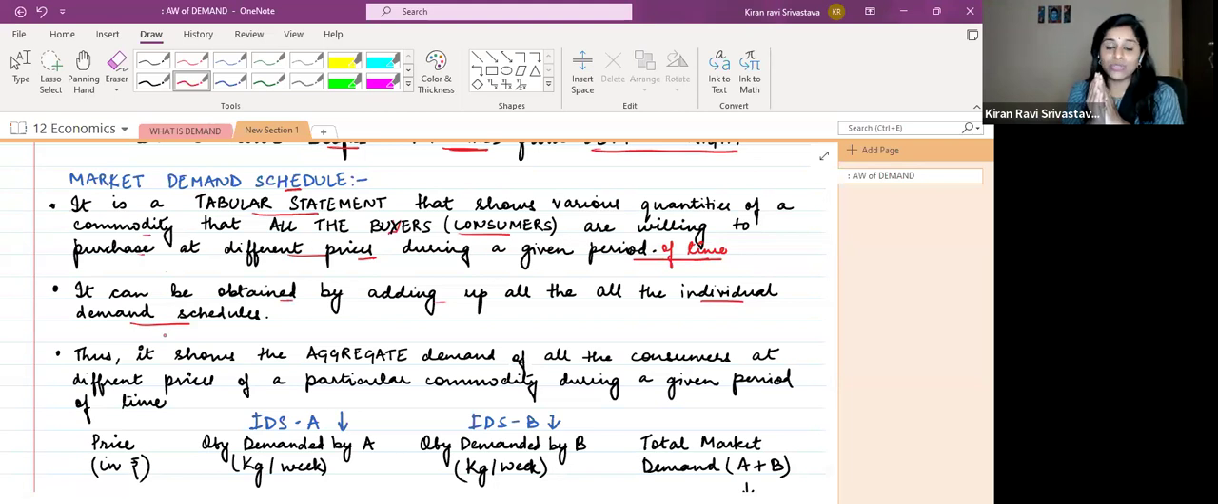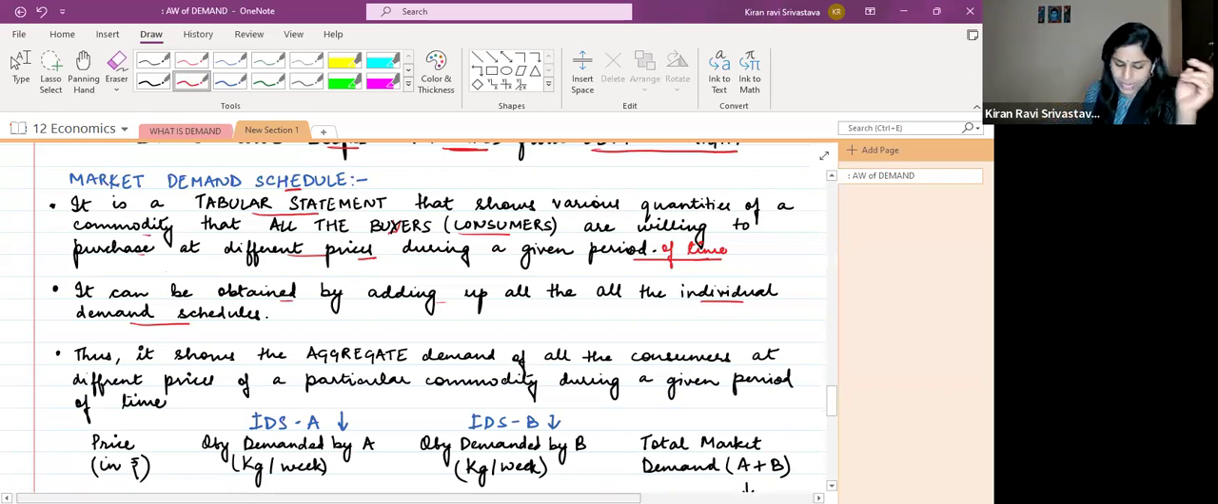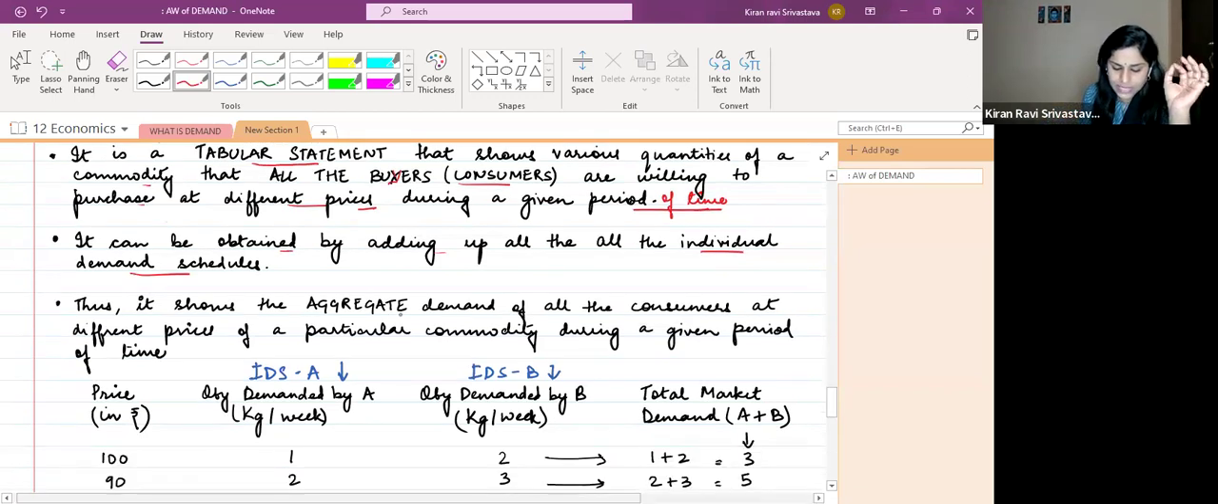But in the examination, you cannot make so many demand schedules. So you will make only 2 individual demand schedules, A and B. Thus it shows the aggregate demand. What is aggregate demand? Aggregate demand means total demand. It shows the aggregate demand of all the consumers A, B, C, D, E, F till infinity, at different prices of a particular commodity during a given period of time.